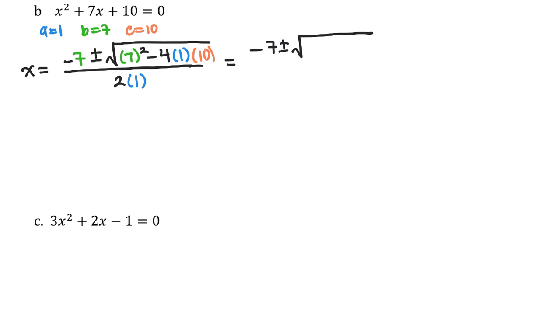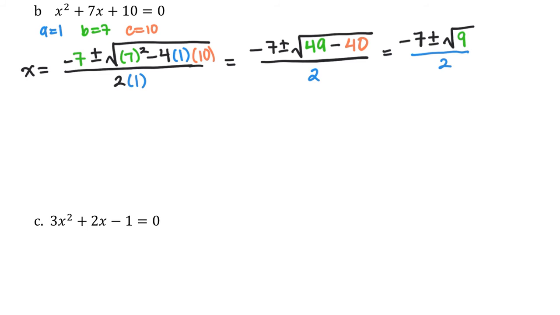Okay, in the radical I have 7 squared, 7 times 7 is 49, minus 4 times 1 is 4, 4 times 10 is 40, so minus 40, all over 2 times 1 is 2. Let's go ahead and keep simplifying this. Negative 7 plus or minus the square root. 49 minus 40 is 9, and I still have a denominator of 2.